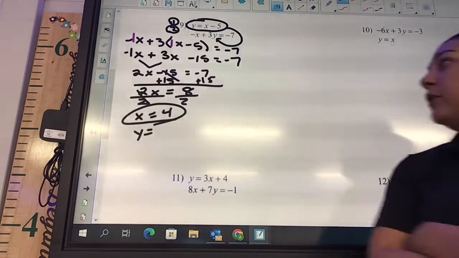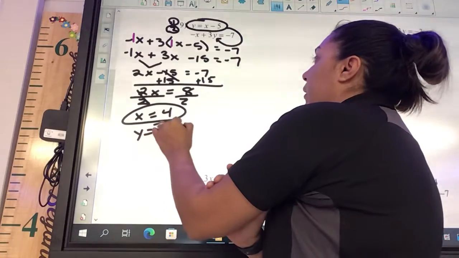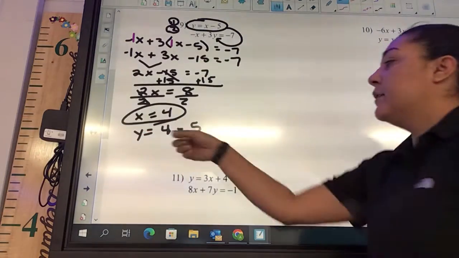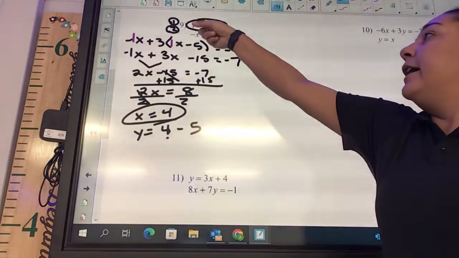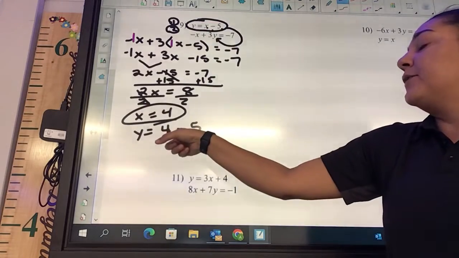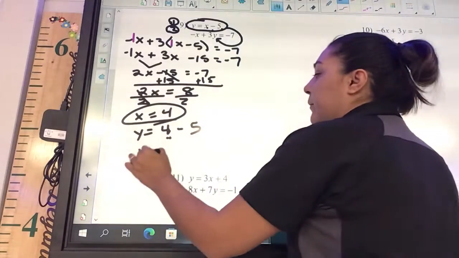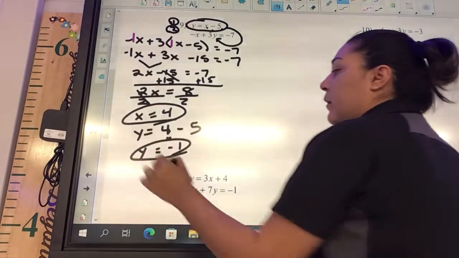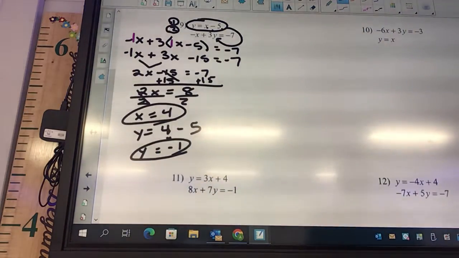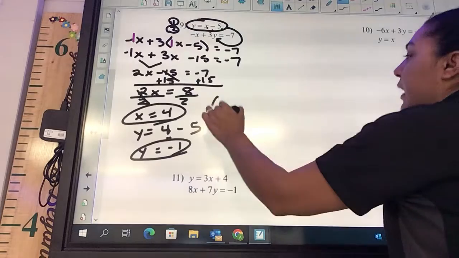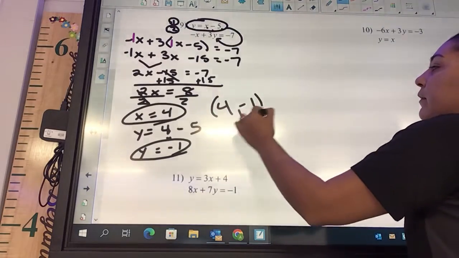Okay, I'm not sure where some of you guys are getting your numbers from. X is 4. 4 minus 5. Okay, this is the x. Okay, x minus 5, and we know our x is 4 minus 5. Okay, which is what? Try again. Negative 1. Okay, so the coordinate's going to look like 4 comma negative 1.